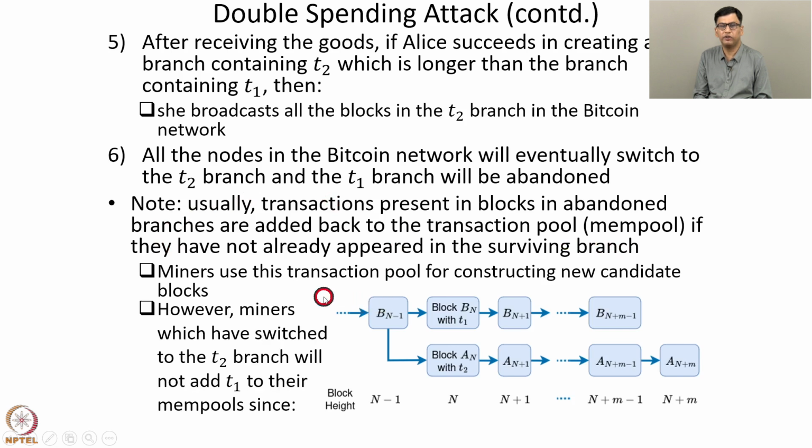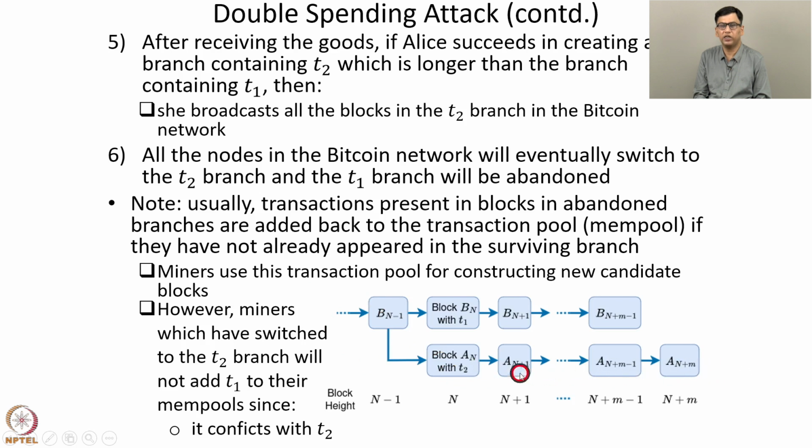But miners which have switched to the T2 branch, that is this one, will not add T1 to their mempools because it conflicts with T2. So consider what happens when all these blocks are announced on the blockchain network by Alice. Then the blockchain copy at all the nodes becomes this.